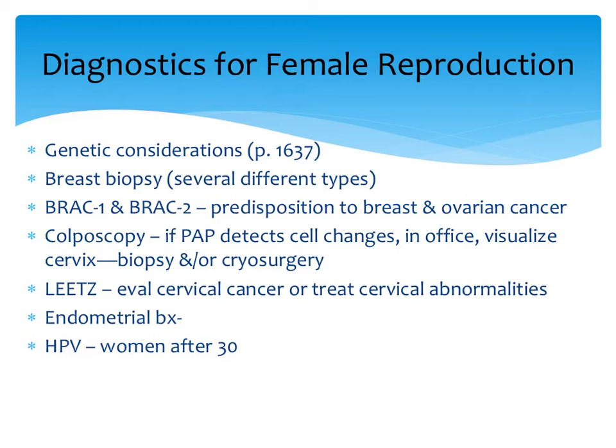Then we're going to talk about something called the LEEP procedure, which is loop electrosurgical excision of the transformation zone. They call it LEEP, L-E-E-P. We're evaluating cervical cancer, or treating cervical abnormalities. This is done as an outpatient procedure, usually requires general anesthesia, and typically they're in the recovery room an hour to 4 hours, so it's kind of like your in and out surgery.